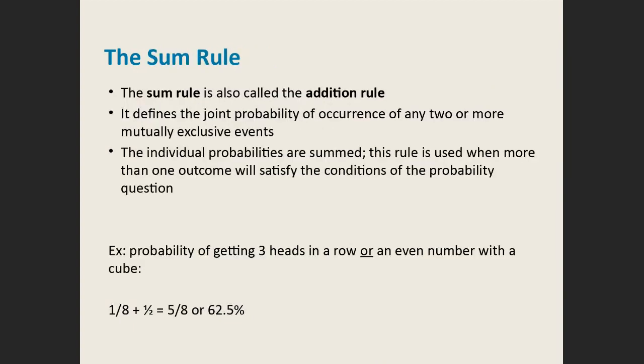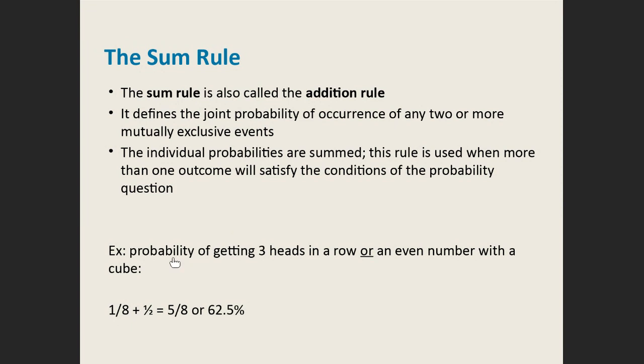The sum rule, however, also called the addition rule, describes the relationship or. So if you have an occurrence that is independent of another and mutually exclusive, ask what is one or the other occurring, right? It's the joint probability of any two or more mutually exclusive events.